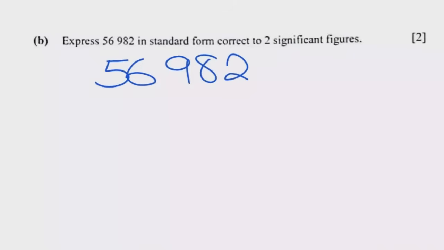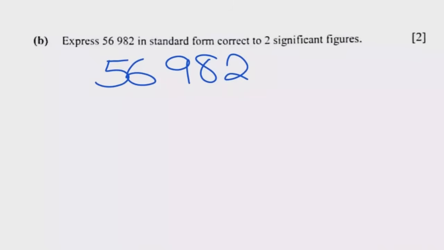Question 1B: express 56,982 in standard form correct to 2 significant figures. So what do we do? The first thing we need to do is rewrite this number, 56,982. Since we want 2 significant figures, and the decimal point is at the end, we need to understand that the point should be between 5 and 6.